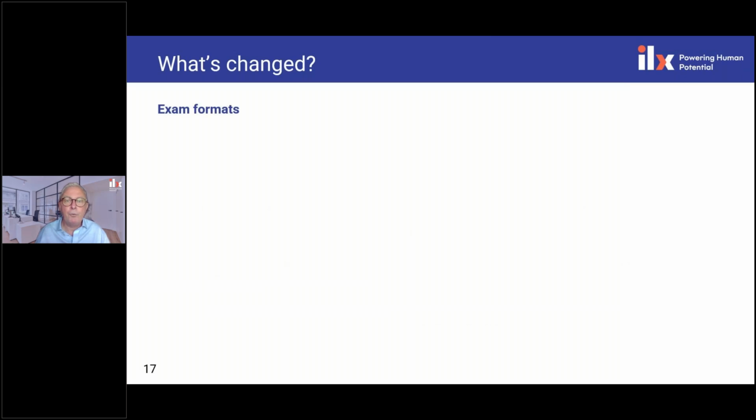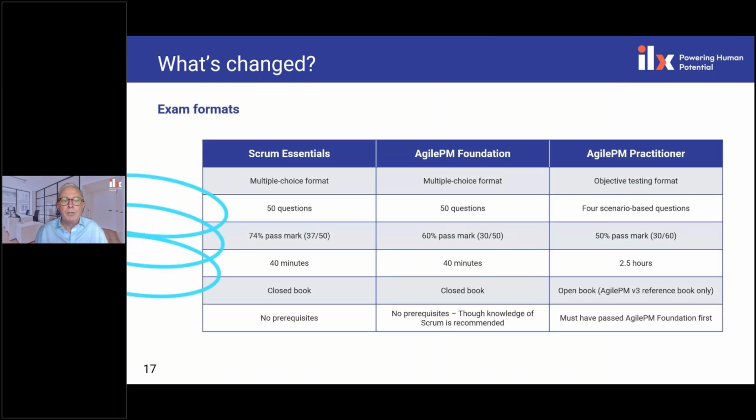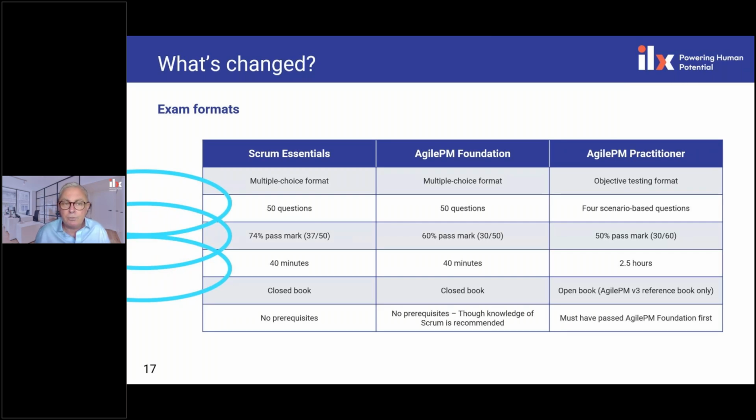The exam formats themselves. So Scrum Essentials, they're all multiple choice, by the way. Scrum Essentials: multiple choice, 50 questions, 74% pass mark, 37 out of 50, which is very doable. 40 minutes, and it's closed book. So you are working from memory. There's no prerequisite to taking Scrum. You can go straight into it.